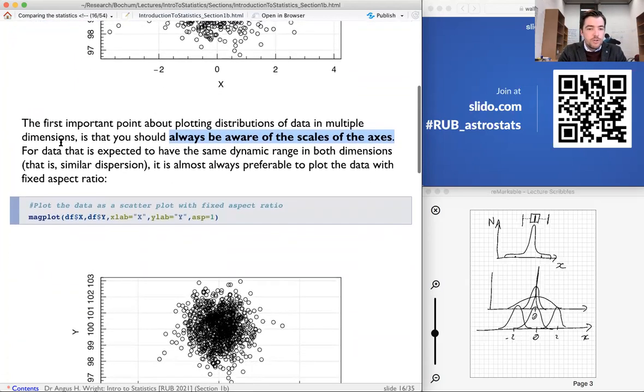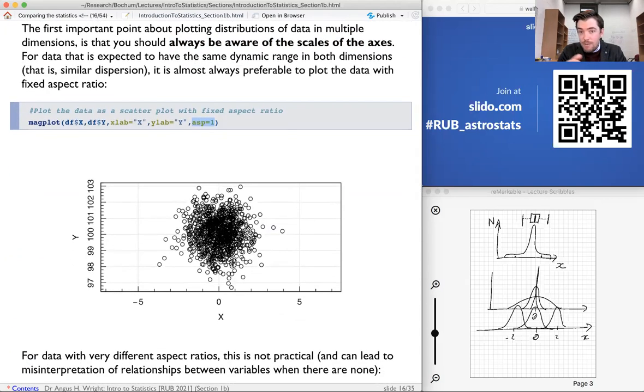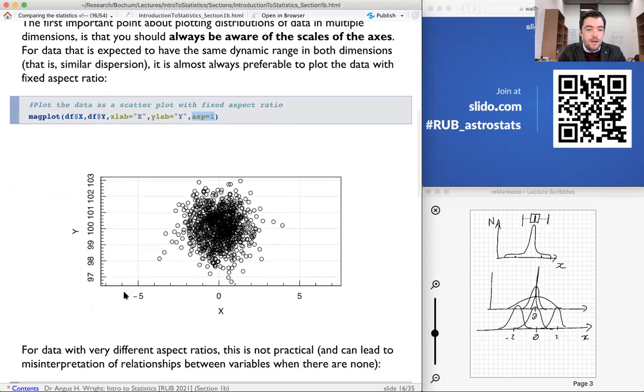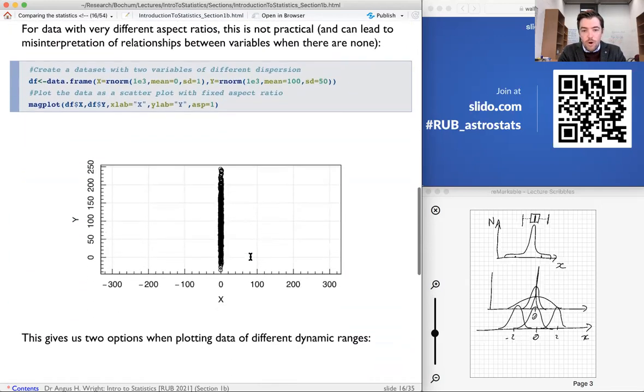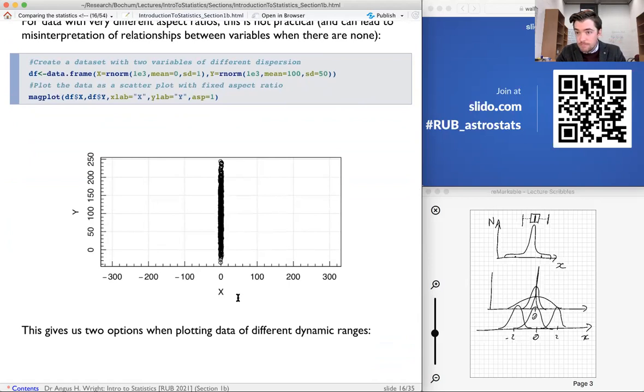So the first thing you can do is always set the aspect ratio to 1 for data that you think should have the same dynamic range, that should have roughly the same scatter. And if we do that, indeed, we see that this then becomes a little bit more sensible and looks a little bit more circular, spherical. For data with very different aspect ratios, using a fixed aspect ratio of 1 doesn't work for obvious reasons.